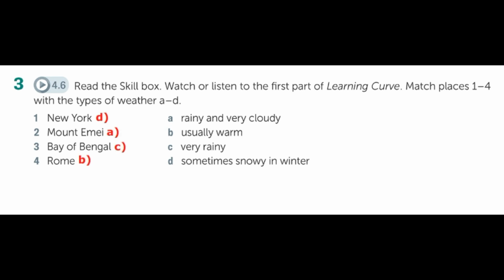Let's check the answers. Number 1, New York. Sometimes snowy in winter. Number 2, Mount Emei. It's rainy and very cloudy. Remember the pictures full of clouds and there are lots of clouds over the clouds? Number 3, the Bay of Bengal. Letter C, very rainy. And number 4, Rome, usually warm. You see?